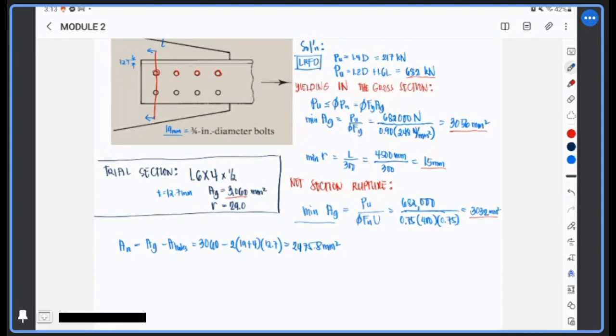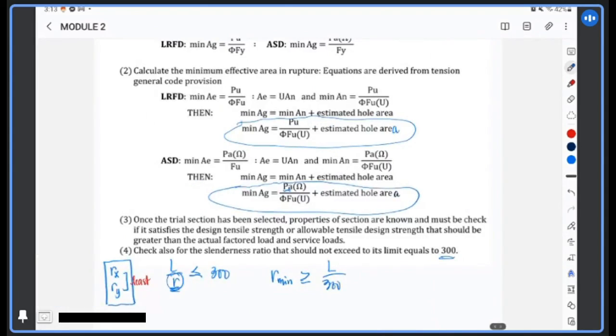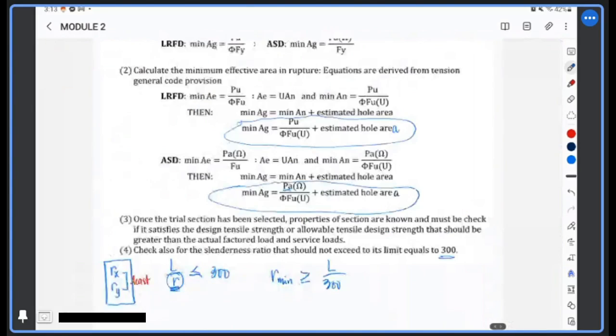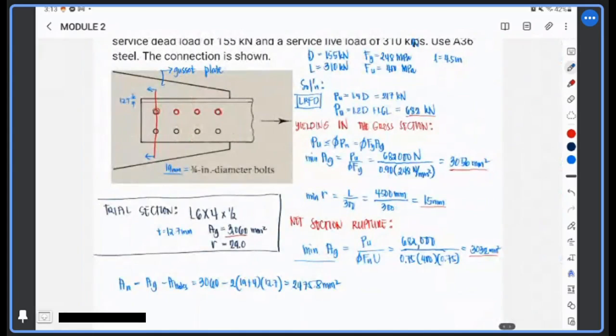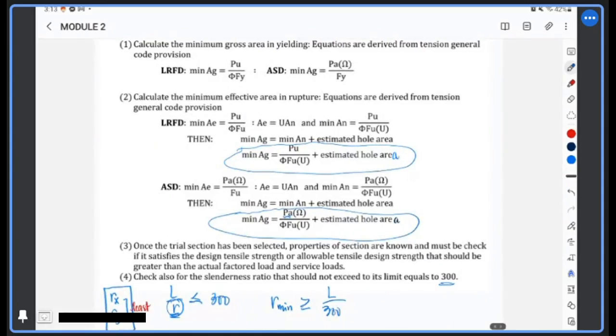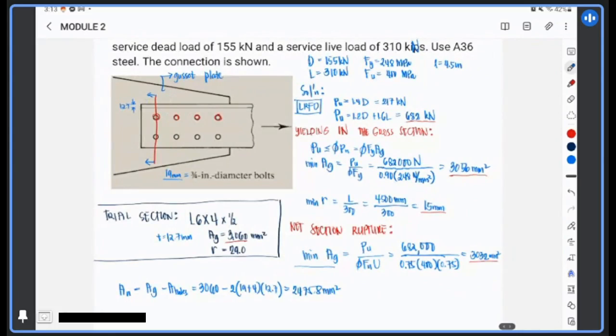And then, what? Parang may mali dito. Fu times U. The estimated hole area, hindi ko pala yun naitagdag.